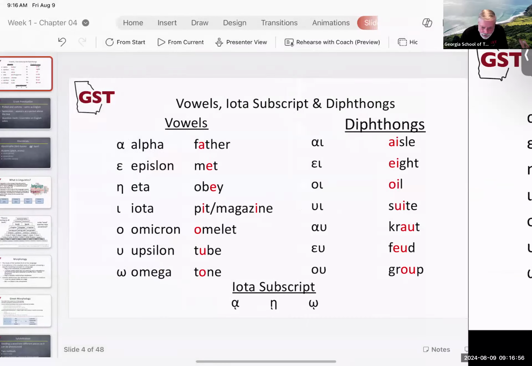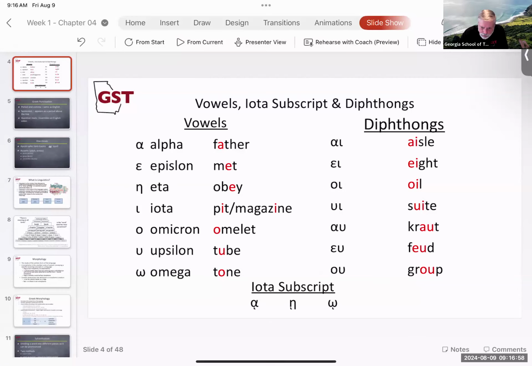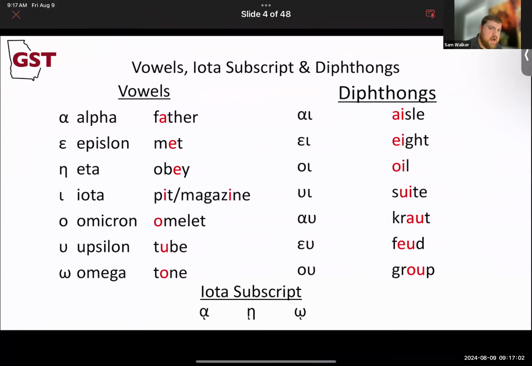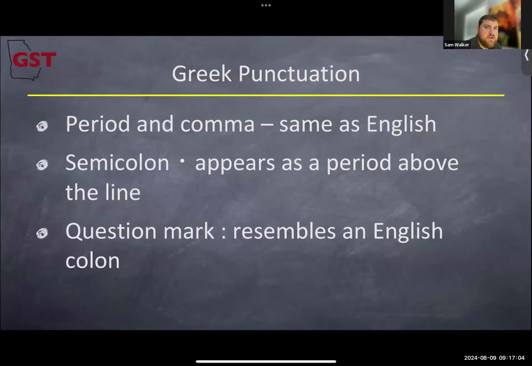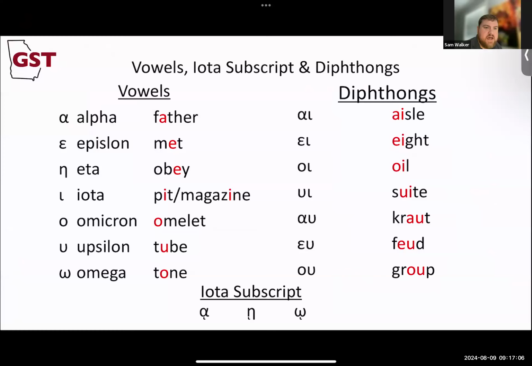All right. Get out of that. Go back to... I don't have to do that every time. But in the case of, like you were saying, with the iota subscript, you would not pronounce that iota. You would just pronounce that alpha, that eta, or that omega. Exactly. Right. Okay.